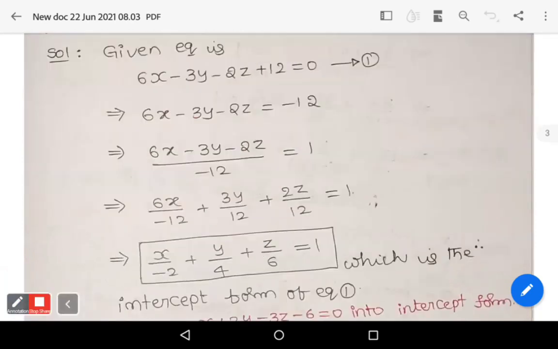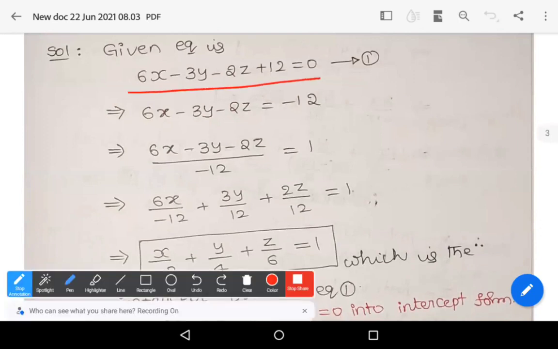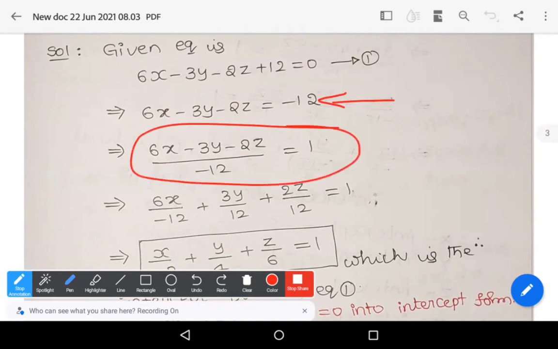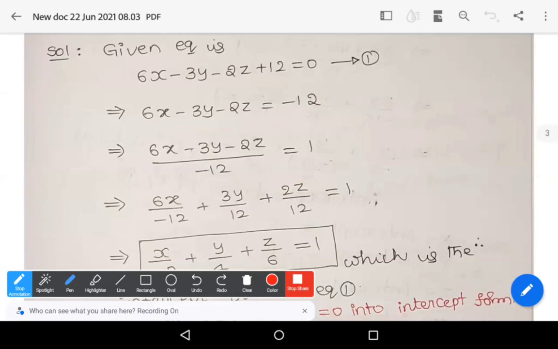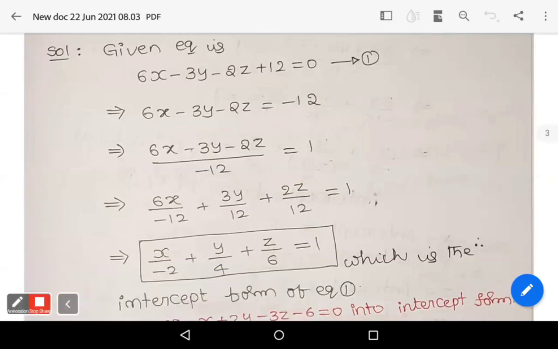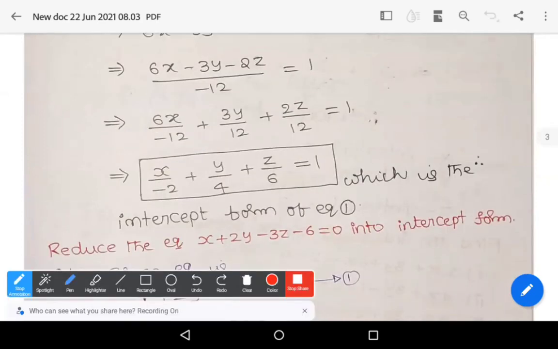The given plane equation is 6x minus 3y minus 2z plus 12 is equal to 0. It can be written as 6x minus 3y minus 2z is equal to minus 12. Divide on both sides by minus 12. You get 6x minus 3y minus 2z by minus 12 is equal to 1. Let us split the terms: 6x by minus 12 minus 3y by minus 12 minus 2z by minus 12.